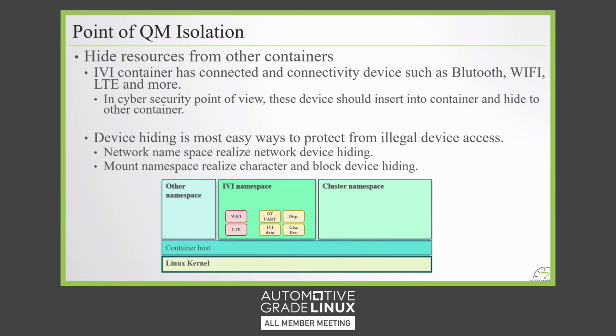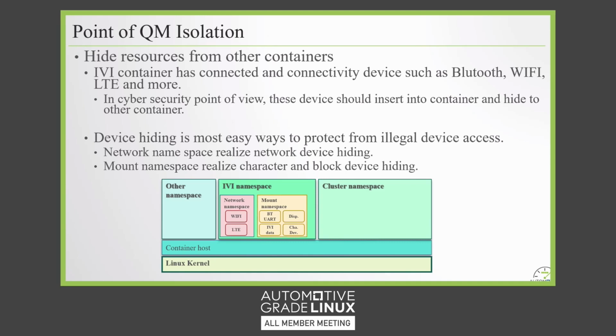Next point is hiding resources from other containers. The IVI container has connectivity devices such as Bluetooth, Wi-Fi, LTE, and more. From a security point of view, these devices should be inserted into the container and hidden from other containers. Device hiding is the easiest way to protect from illegal device access, because other containers can't access and can't find the devices. Network namespaces realize network device hiding, and the mount namespace realizes character and block device hiding.